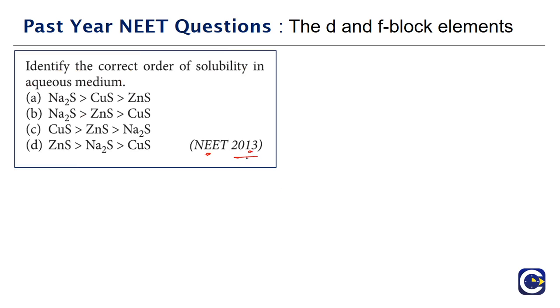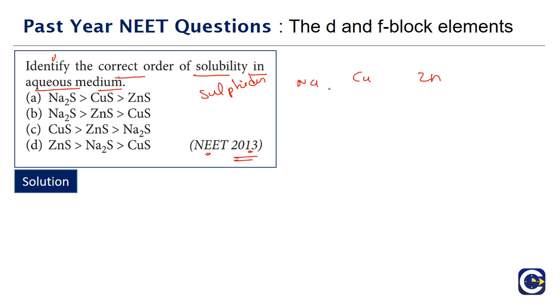Next we look at another question that has come in the same year, NEET 2013. Identify the correct order of solubility in aqueous medium. So if you look at what is given to us, it is sulfides: the sulfides of sodium, copper and zinc. See, alkali metal salts will be more soluble in aqueous solution. The transition metal salts, they will be sparingly soluble.